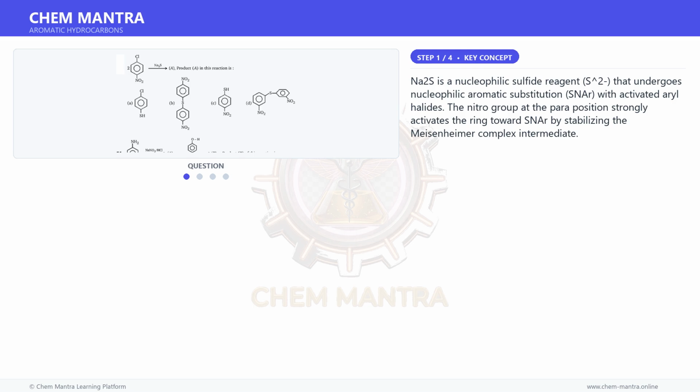Na2S is a nucleophilic sulfide reagent, S2-, that undergoes nucleophilic aromatic substitution, SNAr, with activated aryl halides. The nitro group at the para position strongly activates the ring toward SNAr by stabilizing the Meisenheimer complex intermediate.